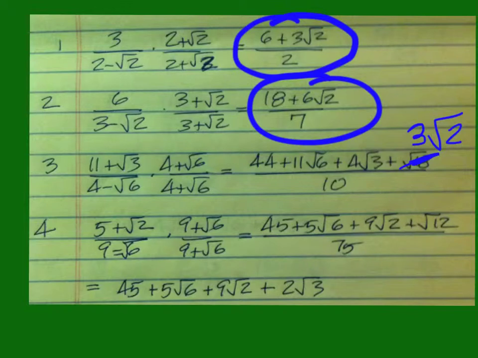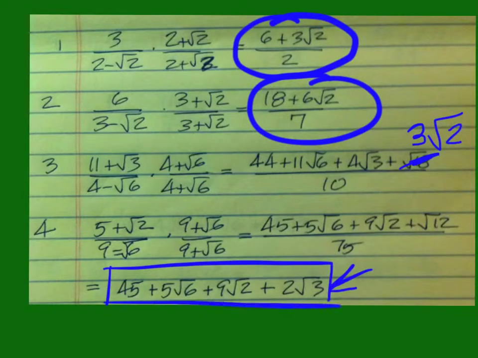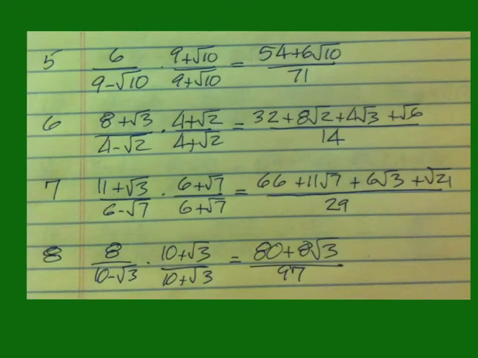4 is 45 plus 5 square root of 6 plus 9 square root of 2 plus, and that shouldn't be, well actually I did change it, it's down here. Here's the right answer. Plus 2 square root of 3. Number 5 is 54 plus 6 square root of 10 over 71.